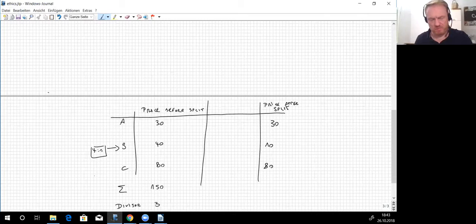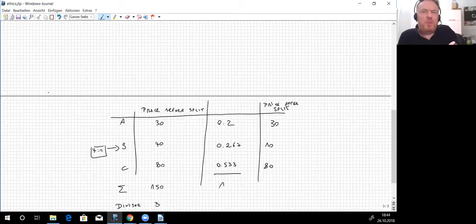The thing is that the weight is changed. 30 divided by 150 equals 20%, equal to 0.2. 0.2 is the weight of security A. Now security B, 40 divided by 150 is equal to 26%. And 53% for the last one, equal to 1, of course, as the sum of all weights.